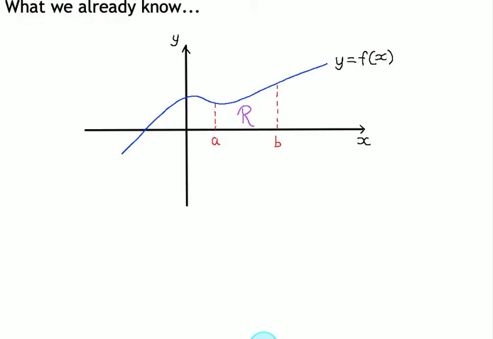Okay, so let's just review what we already know. Told you my art works great. If we wanted to find this area R, we would be integrating y with respect to x between the limits of b and a, or to put it another way, integrating between b and a of f of x with respect to x. So that's what we already know.